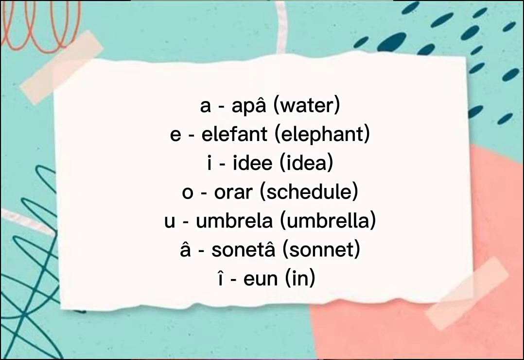And the letter U, as in umbrelă, which means umbrella. And the letter A with a breve symbol, which transcribes in Romanian as sonetă, which means sonnet. And the letter I with a circumflex symbol, transcribed in Romanian as în, which means in English, in.